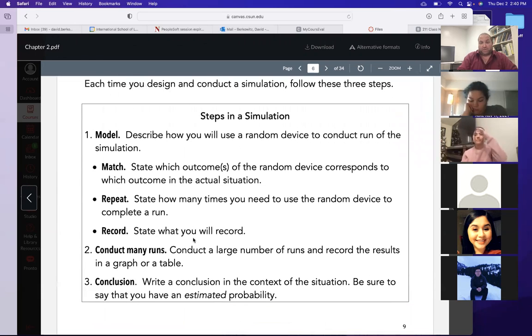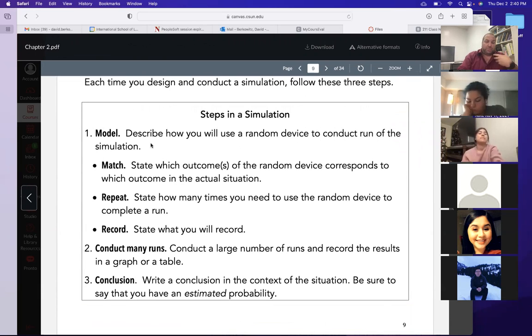And what are the steps in a simulation? First, you have to describe what you're going to use to model the actual scenario. So for example, I know that in my school, there are 70% boys and 30% girls. And I want to pick 10 people at random. How many boys and girls do I think I'm going to get?